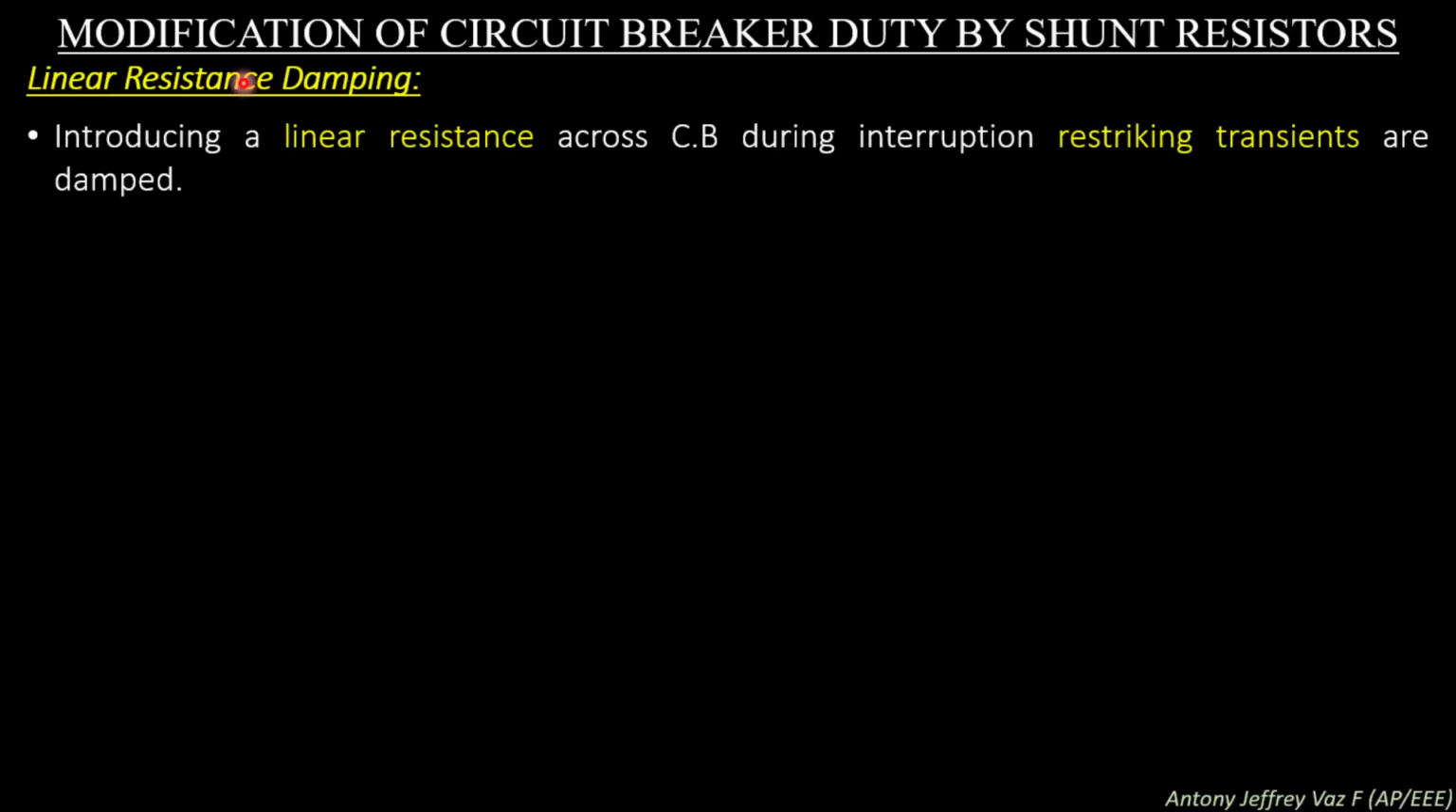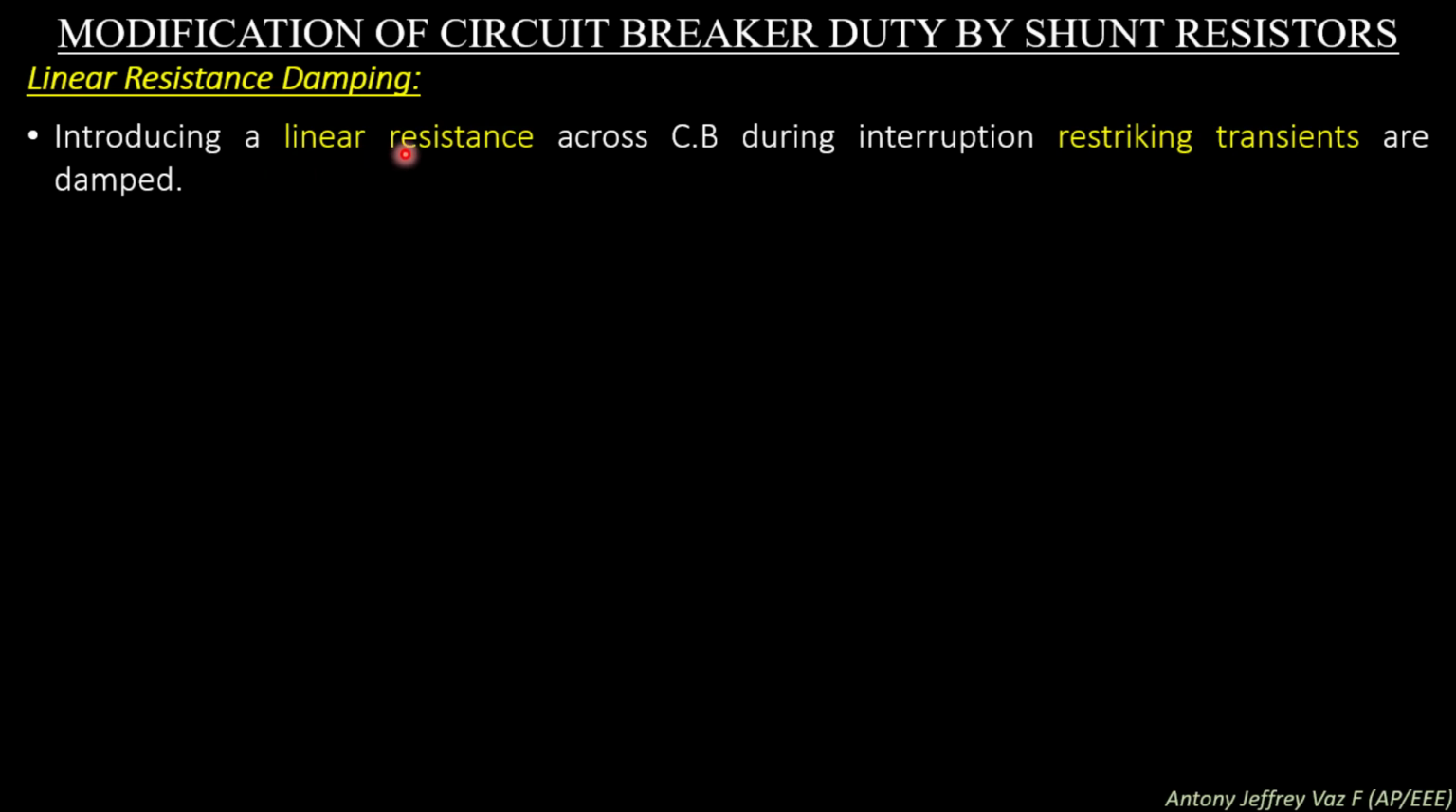Today we will be seeing about modifications of circuit breaker duty using shunt resistance. We have two types of resistance: one is linear resistance damping and another one is non-linear resistance damping. So first we will be seeing about linear resistance damping.